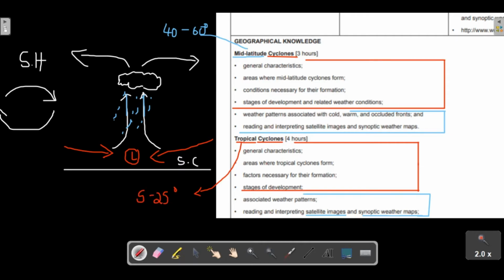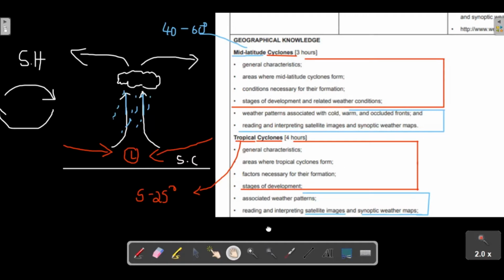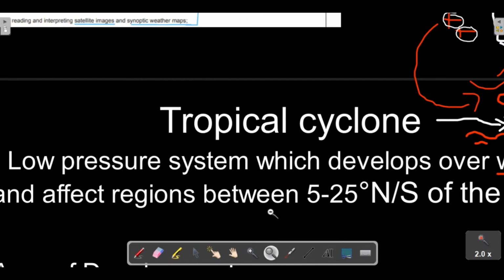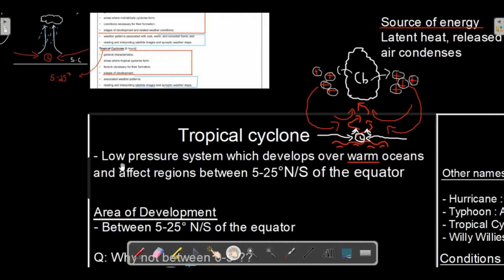Right, so let's get into it now. A tropical cyclone essentially is a low pressure system which develops over warm oceans, and we will discuss why, and affects regions between 5 and 25 degrees north or south of the equator.